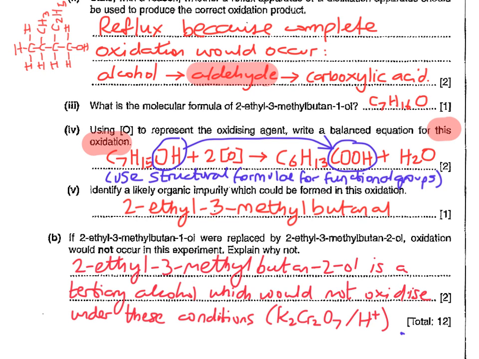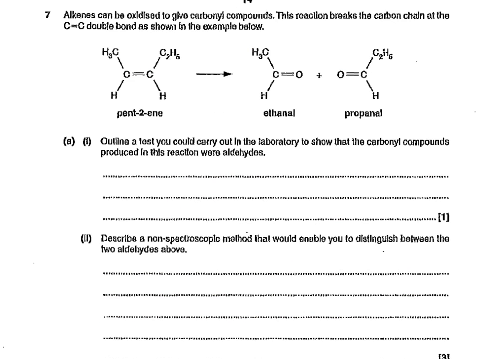So you need to say that 2-ethyl-3-methyl-butane-2-ol is a tertiary alcohol, step 1 or point 1, which wouldn't oxidize under these conditions, which is K2Cr2O7 in the presence of H+. So let's go on to the final question now.